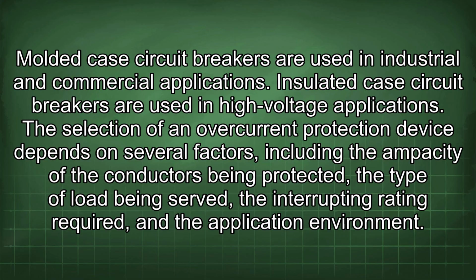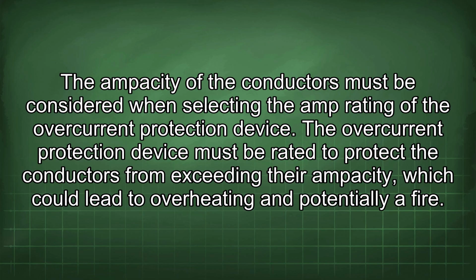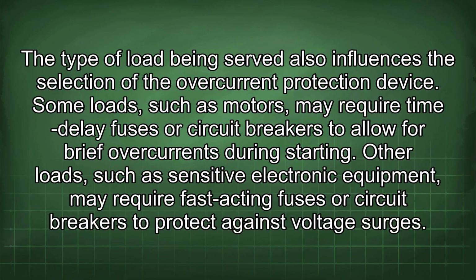The selection of an overcurrent protection device depends on several factors, including the ampacity of the conductors being protected, the type of load being served, the interrupting rating required, and the application environment. The ampacity of the conductors must be considered when selecting the amp rating of the overcurrent protection device. The overcurrent protection device must be rated to protect the conductors from exceeding their ampacity, which could lead to overheating and potentially a fire. The type of load being served also influences the selection of the overcurrent protection device.